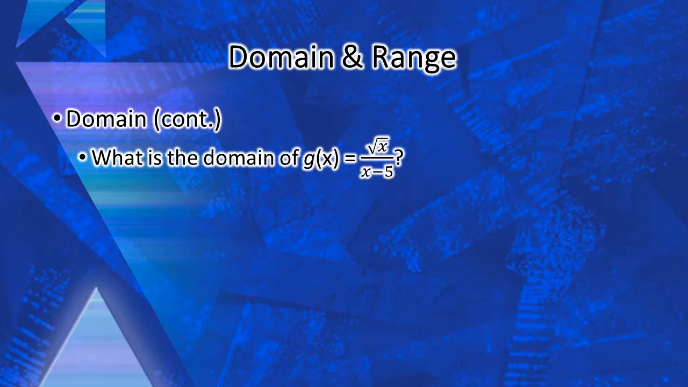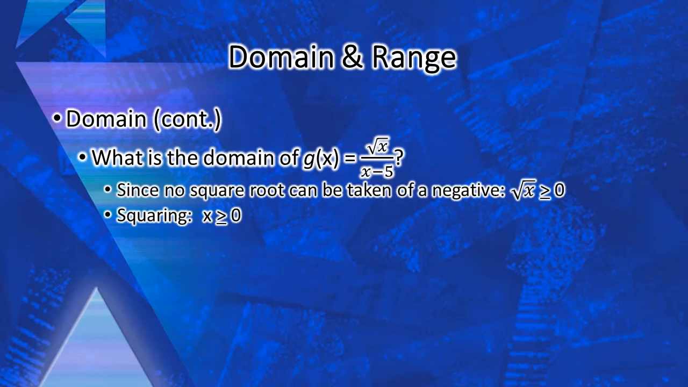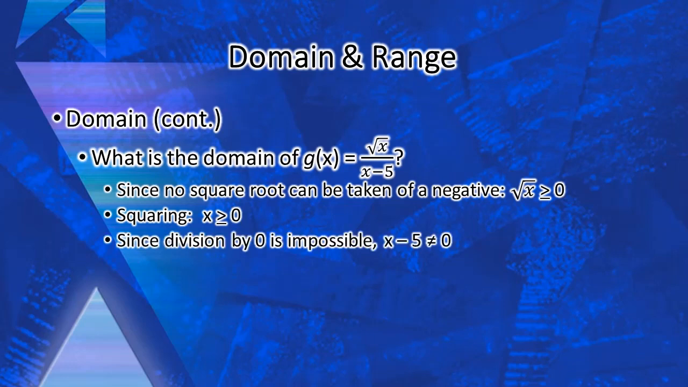So since we cannot take the square root of a negative number, I have to first of all set x being greater than or equal to 0. It can't be negative. At the same point, I also have an x in my denominator. So I cannot have a 0 in my denominator. So I'm going to set the x minus 5, my entire denominator, equal to 0 and solve. When I do that, I end up getting x cannot be equal to the value of 5.